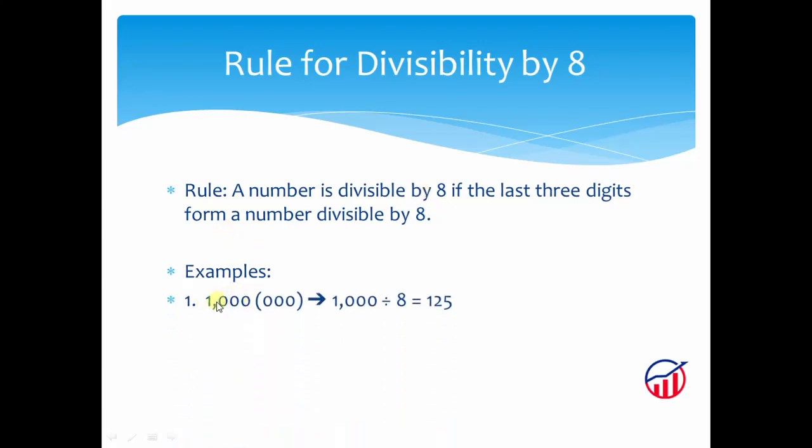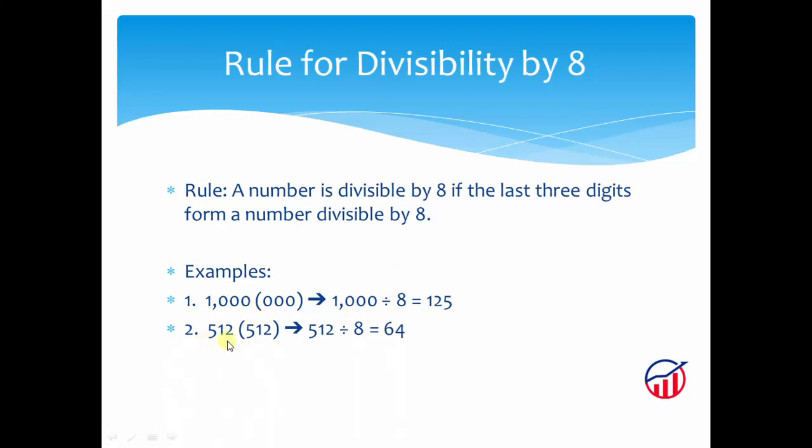As I told you previously, for especially 2, 4, 10, here 8 also, if your answer comes out 0, it will pass the divisibility test. So here the last 3 digits sum to 0, and the number is divisible by 8. So 0 is divisible, the answer will be 0. So 1000 divided by 8 is 125.